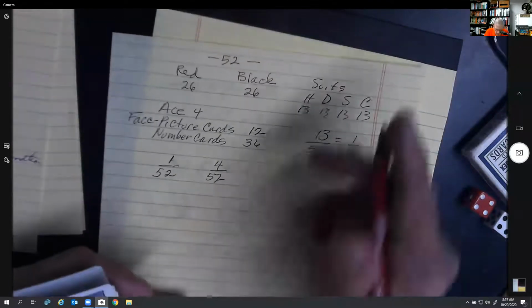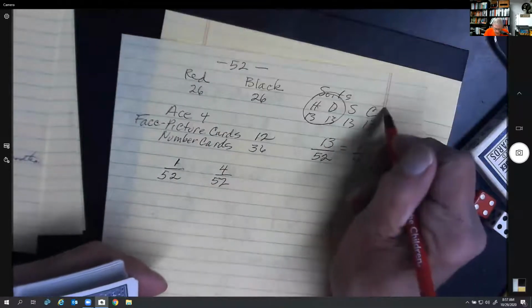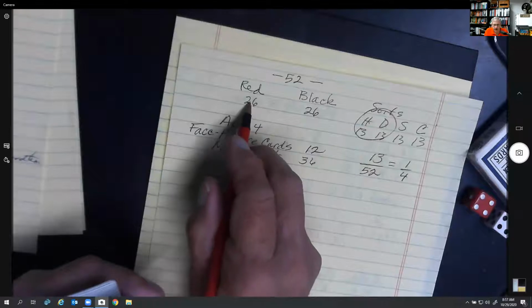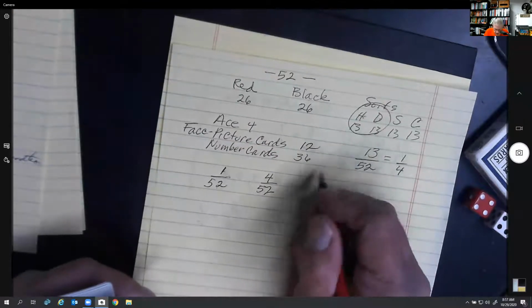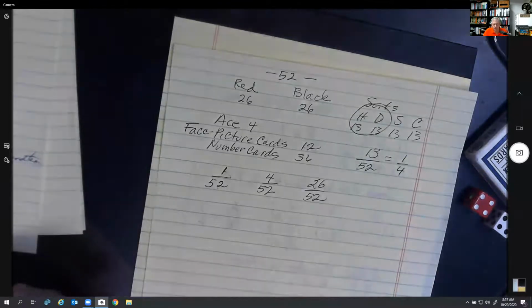Okay, let's look at our suits. Hearts and diamonds are both red. So half the cards right here are red. The chance of drawing a red card is 26 out of 52, or half the deck.